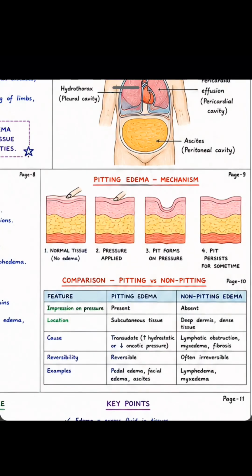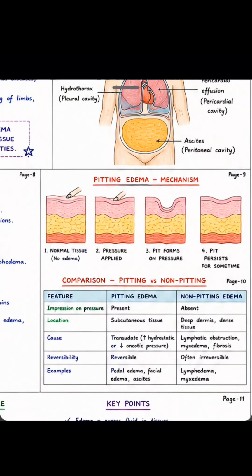So, comparison of pitting versus non-pitting. Impression on pressure: present in pitting, absent in non-pitting. Location: subcutaneous tissue versus deep dermis and dense tissue. Causes: in transudate, increased hydrostatic pressure and decreased oncotic pressure; in non-pitting, lymphatic obstruction, mixed edema, fibrosis. Reversibility: pitting edema is reversible, non-pitting edema is often irreversible. Examples of pitting edema: pedal edema, facial edema, ascites. And non-pitting: lymphedema and mixed edema.